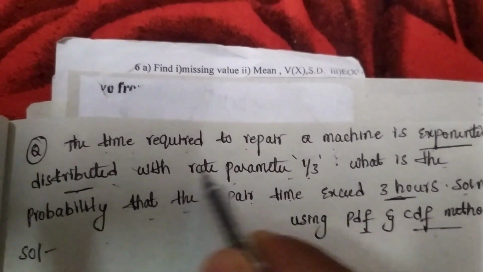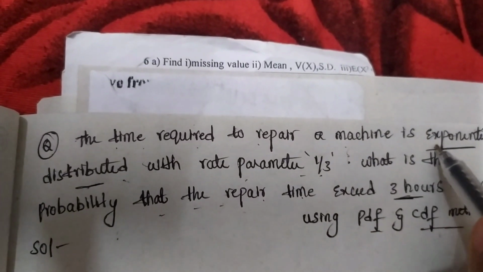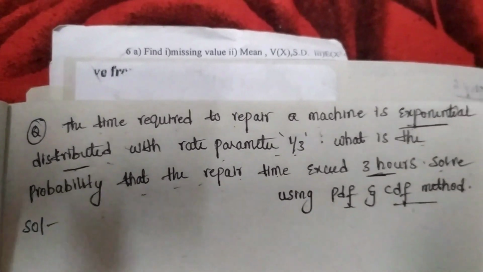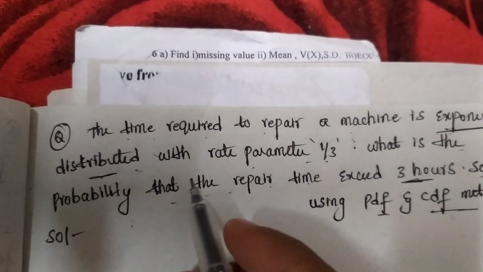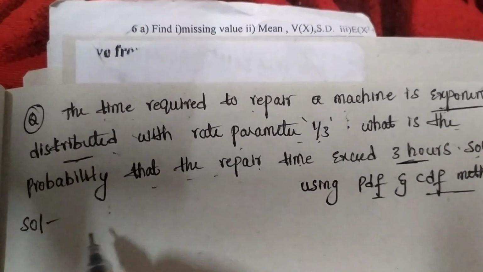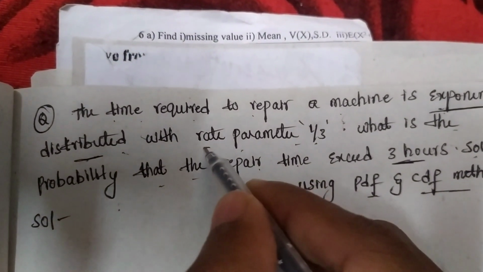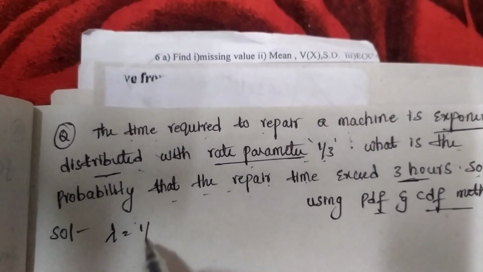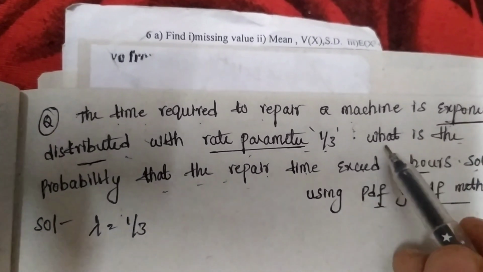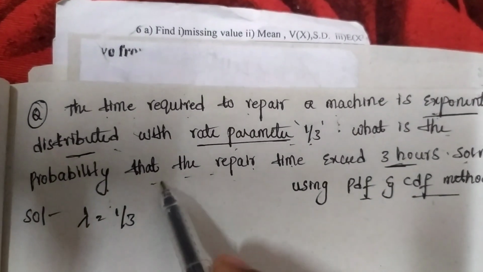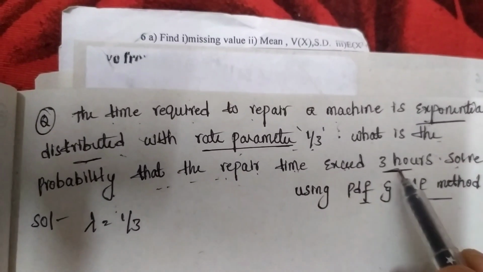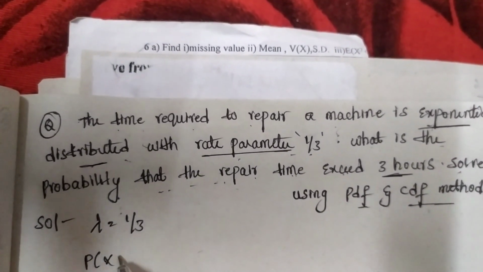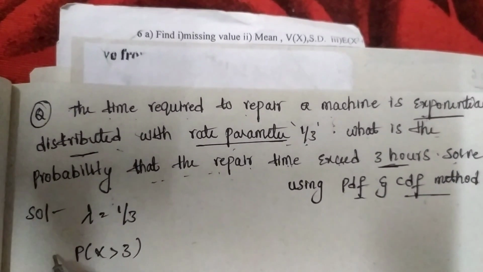Here the function is given in the form of exponential distribution. We know the exponential distribution structure. Here the rate parameter is 1 by 3, that is, the lambda value is 1 by 3. And we have to find the probability that the repair time exceeds 3 hours. That means we have to find p of x greater than 3.